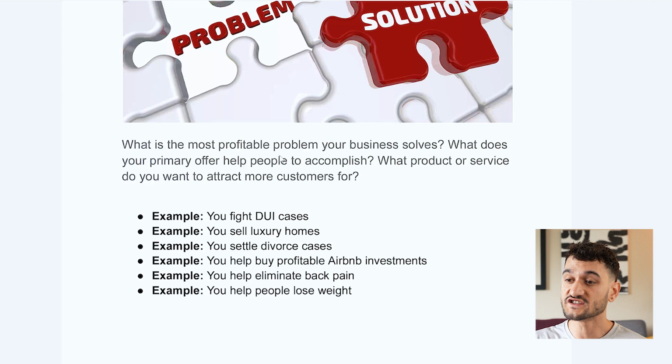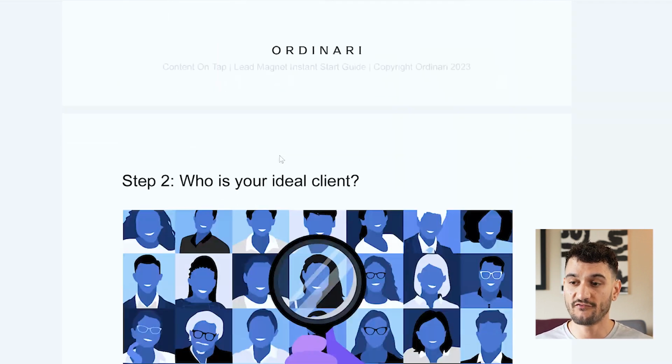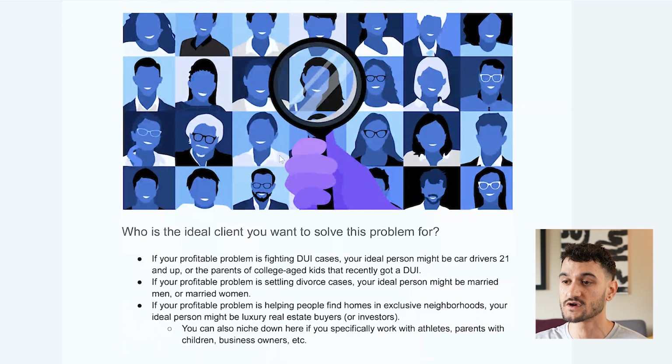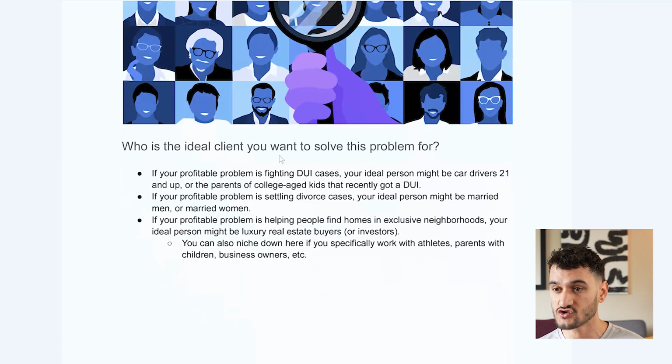Step 2, who is your ideal client? Who's the ideal client you want to solve this problem for? If your profitable problem, for example, is fighting DUI cases, your ideal person might be car drivers 21 and up, or the parents of college-aged kids that recently incurred a DUI. If your profitable problem is settling divorce cases, your ideal person might be married men or married women. If your profitable problem is helping people find homes in exclusive neighborhoods, your ideal person might be luxury real estate buyers or investors.